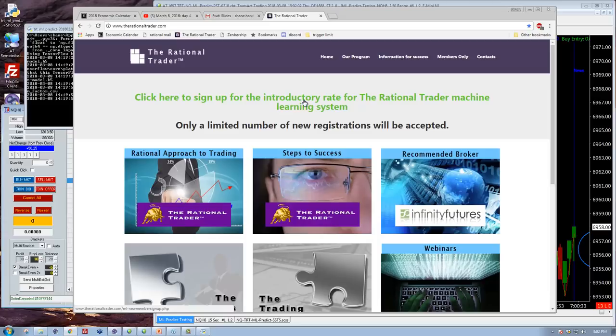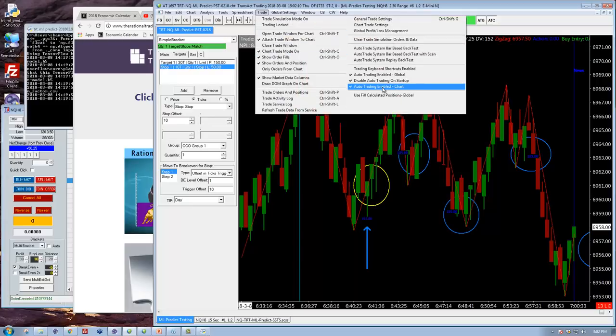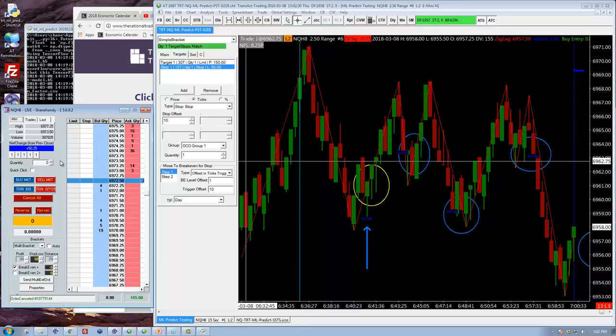Are you able to turn the system on and off? Yes. Very important question. This is Sierra Chart functionality. You just go up here and say Trade, Auto Trading Enabled, and you just turn that off. In fact, one of the things we tell you is to make sure that you have it set to automatically disable on startup, so you have to physically choose to start it. You don't want it to start auto trading on you when you're just starting up your system to look at the charts.